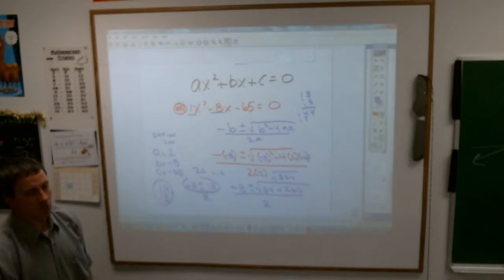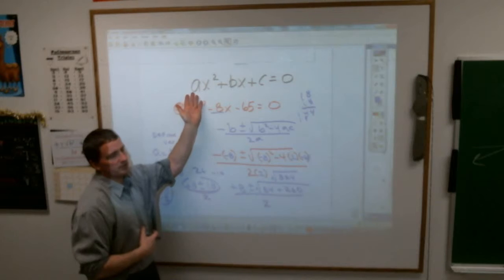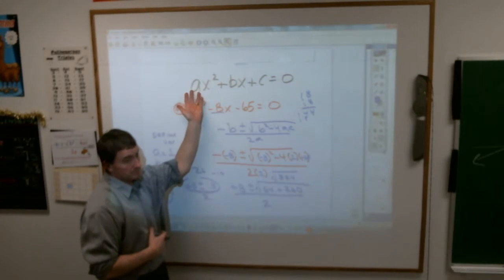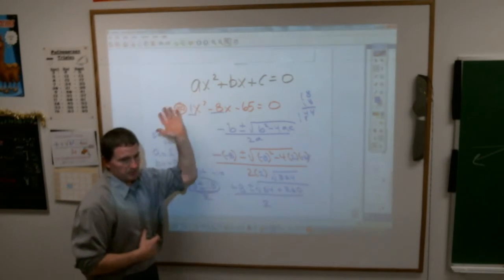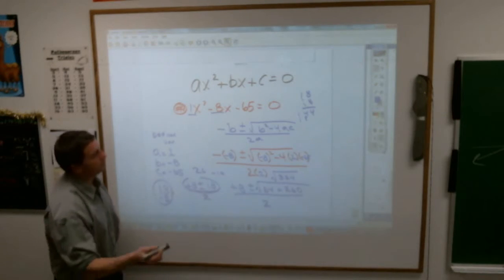Now see, the beauty of the quadratic equation is that it works even when you have a number in front of the x squared, which we haven't done yet. So in the end, the answers are 13 and negative 5. You could look at your homework if you have it.